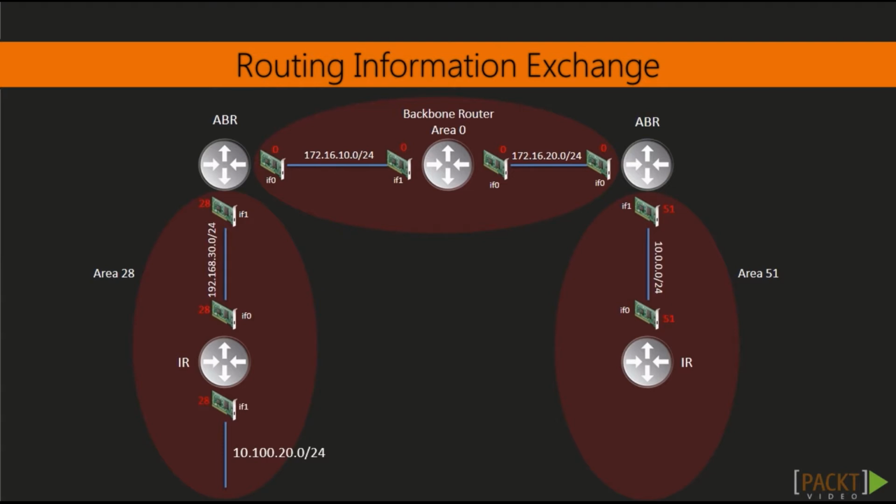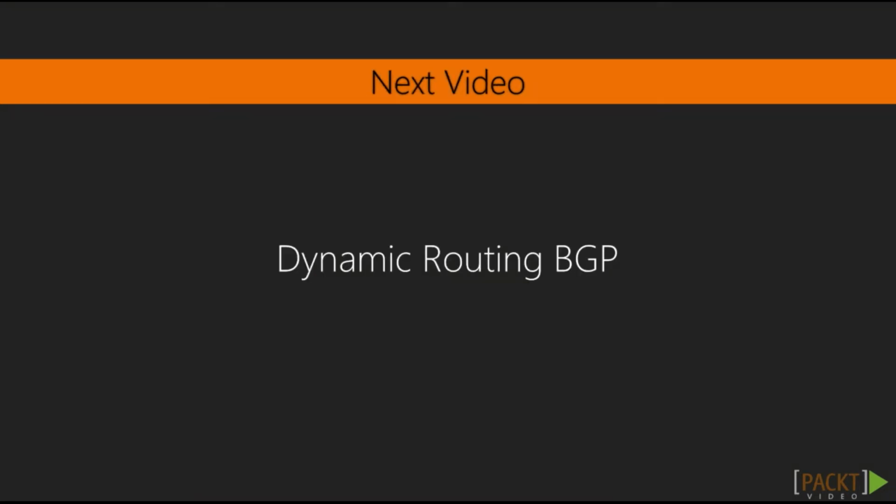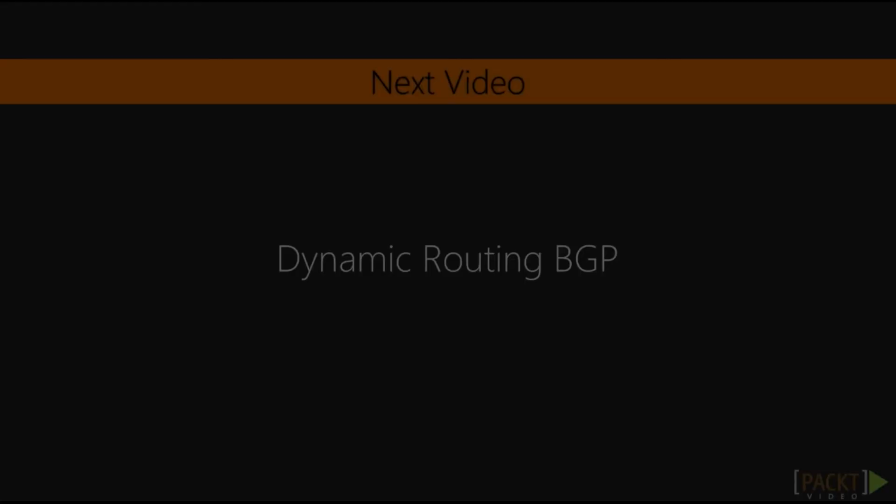If we create a new subnet in area 51 using a completely different IP subnet, the same process starts again, just exactly the other way around. And that's how it works. So a dynamic routing protocol helps a lot automating network provisioning from a routing perspective, allowing communication within our infrastructure. The next video is going to talk about dynamic routing with BGP.